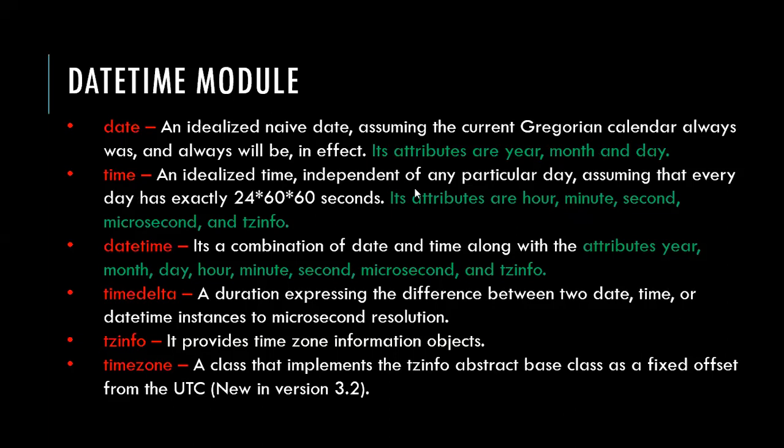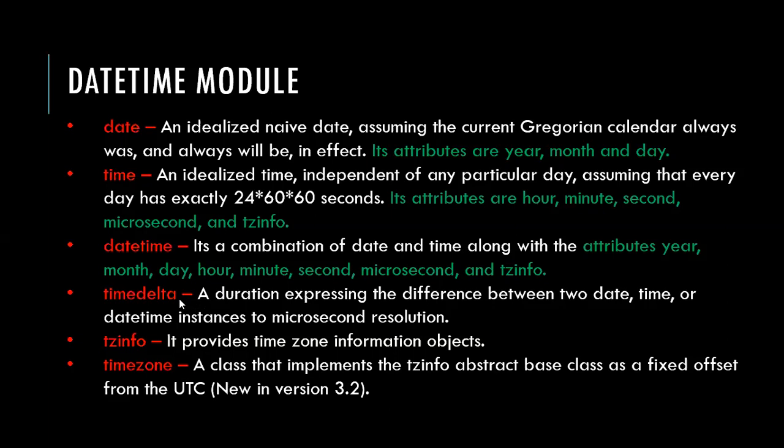And the time class will take hour, minute, second, microsecond, and tzinfo. tzinfo is a separate class. So it will take 5 parameters. And the datetime class is a combination of the date and time classes. That means from the date class, year, month, day. To represent any date, we need to have the year, month, and day. And apart from that, time: hour, minute, second, microsecond, tzinfo.